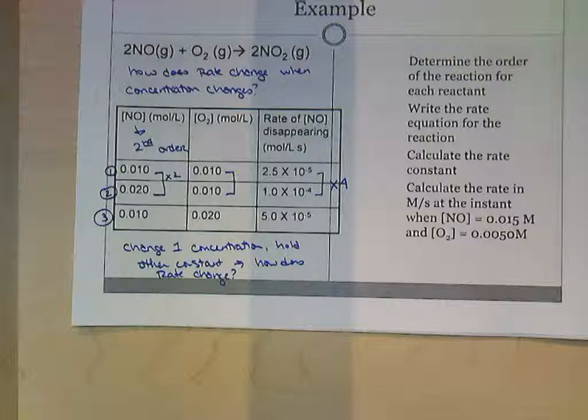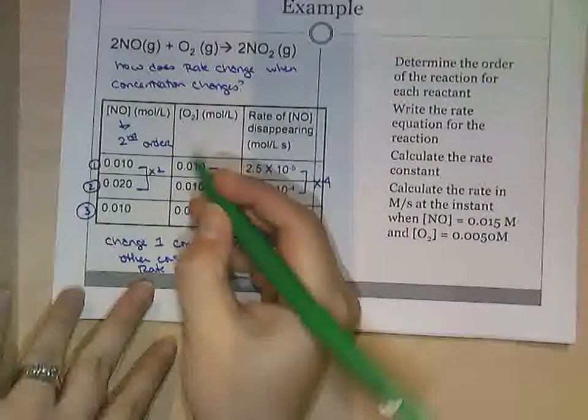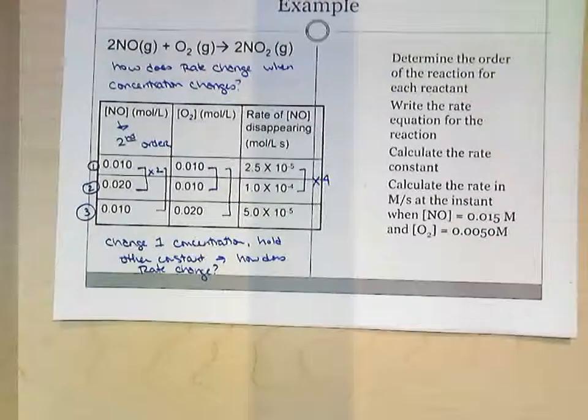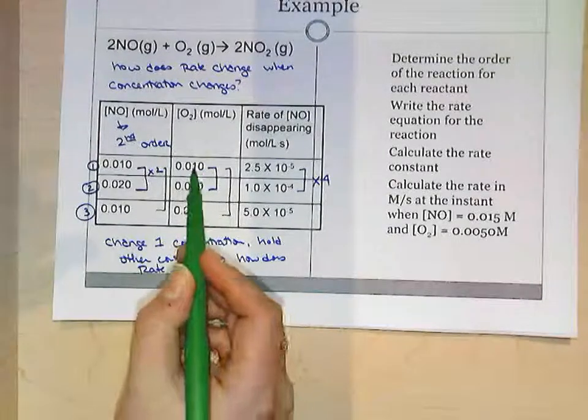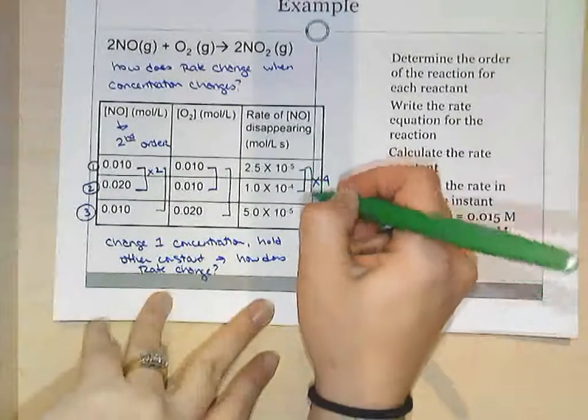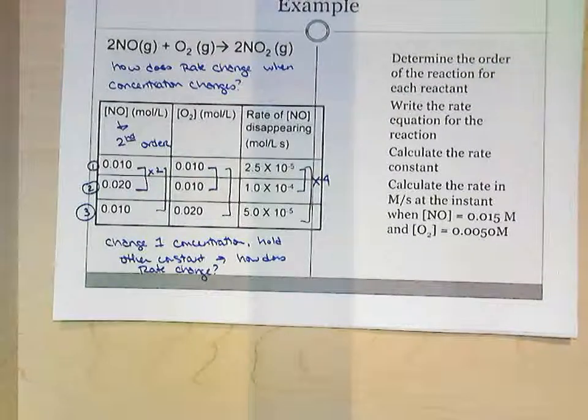Let's take a look at the order of the oxygen. So what two experiments should I compare to look at how oxygen makes a difference? 1 and 3. Okay, if I do 1 and 3, what happens to the concentration of NO? Stays the same, right? I want them to be constant because I want to know about oxygen. What happens to my oxygen concentration? Doubles. What happens to my rate? It also doubles.